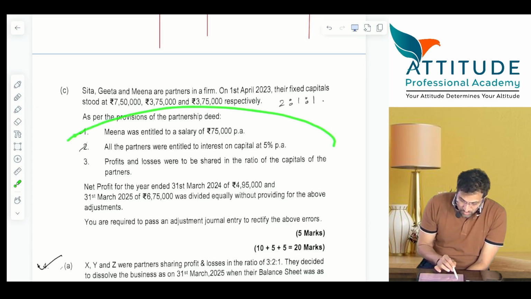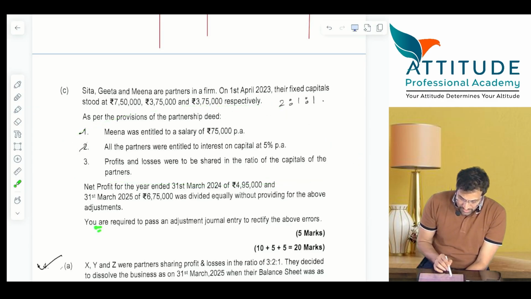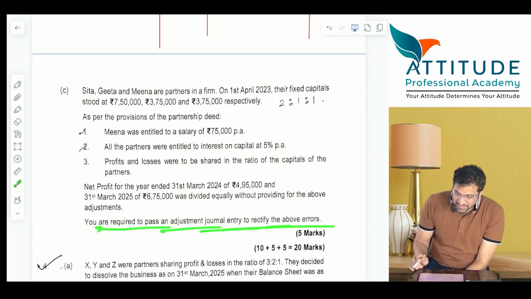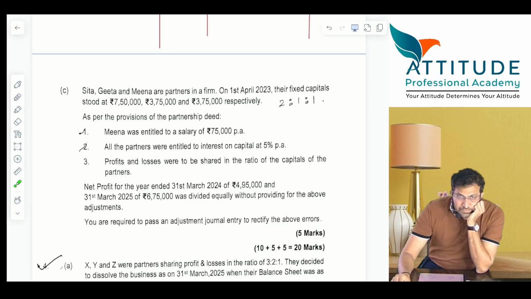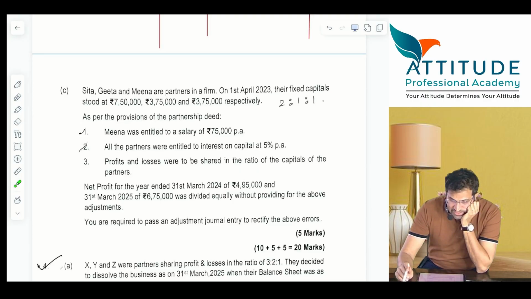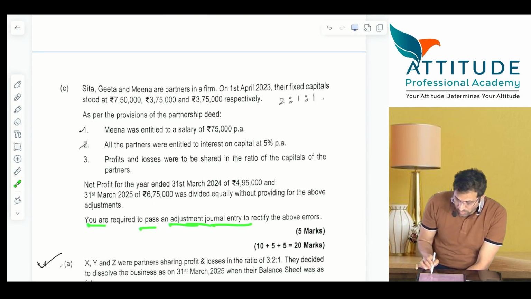The adjustments were not made, and they have distributed. You are required to pass an adjustment journal entry to rectify the above errors. Please go through the question once again.